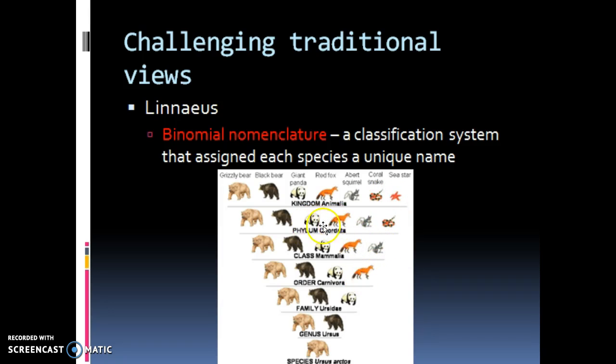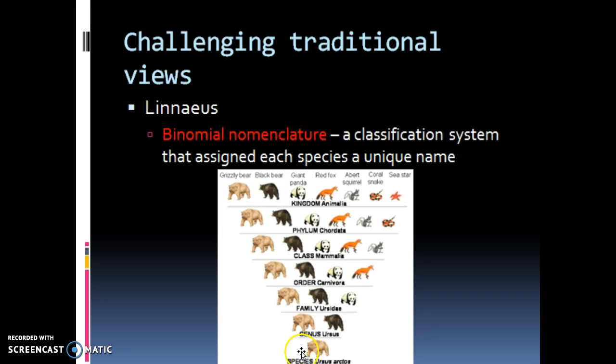Phylum Chordata, now we're talking about organisms with backbones, and sea stars don't have a backbone, so they do not belong in this phylum. They would fit into a phylum, just not this one. So we're starting to get more and more specific with the type of living thing as we move down the taxons, and the bottom level is the most specific one.